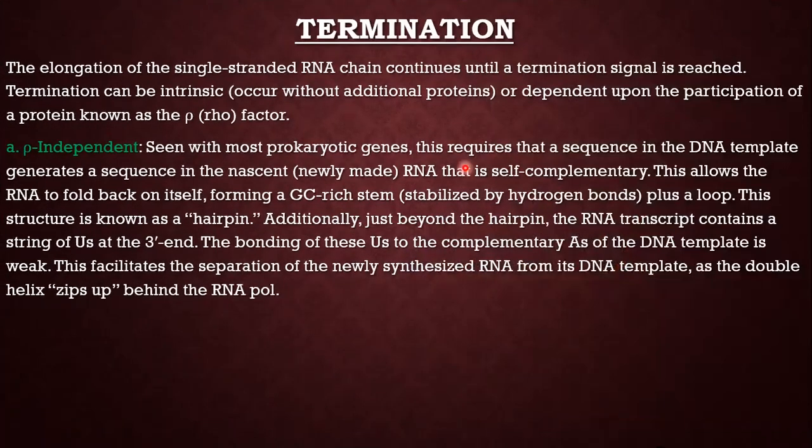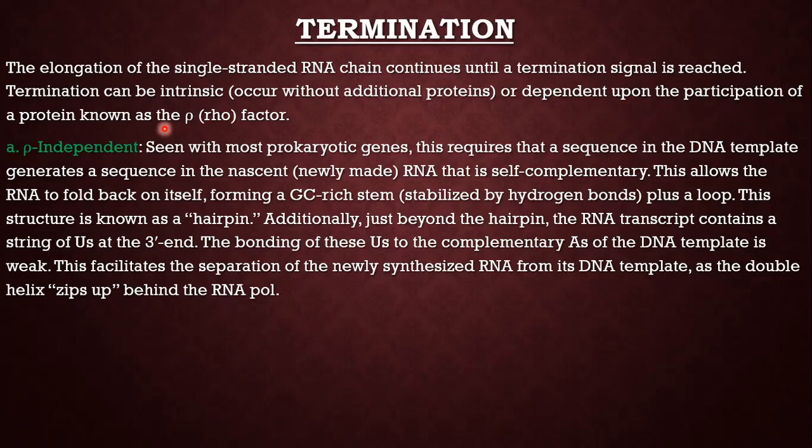Now, termination. Once you have elongated, you need to terminate. The elongation of the single-stranded RNA chain continues until a termination signal is reached. Termination can occur in two ways. It can be intrinsic, also known as rho independent, that it occurs without additional proteins, or dependent upon the participation of a protein known as the rho factor. So one is rho independent or the intrinsic termination, and the other one is rho dependent termination.